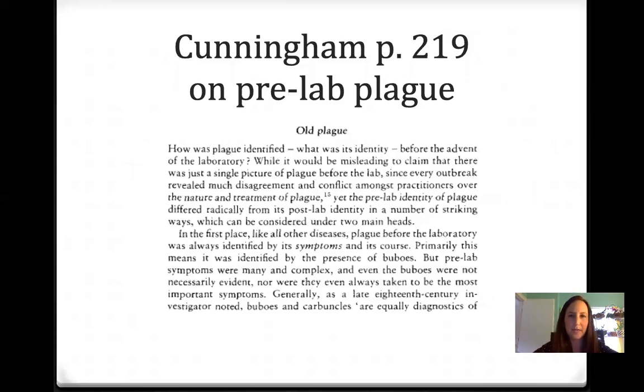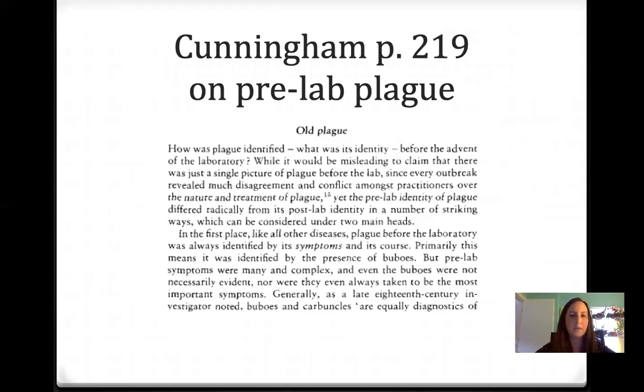How was plague identified? What was its identity before the advent of the laboratory? While it would be misleading to claim that there was just a single picture of plague before the lab, since every outbreak revealed much disagreement and conflict amongst practitioners over the nature and treatment of plague, yet the pre-lab identity of plague differed radically from its post-lab identity in a number of striking ways, which can be considered under two main heads. In the first place, like all other diseases, plague before the laboratory was always identified by its symptoms and its course. Primarily, this means it was identified by the presence of buboes.